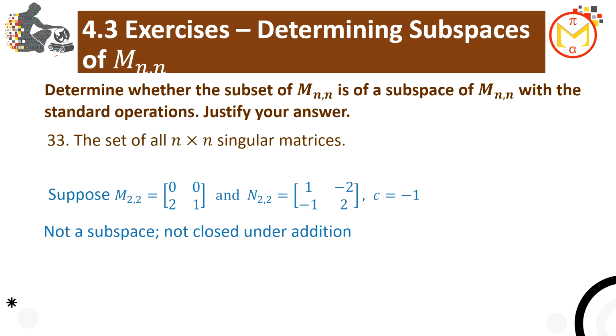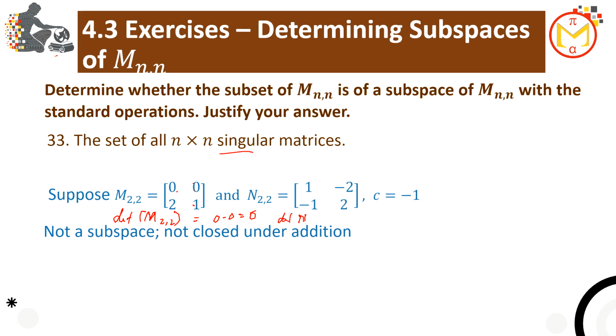Next one is the set of all n by n singular matrices. When you say singular again, the determinant is 0. So the determinant of m 2 by 2 here is 0 minus 0, equal to 0. So it is a singular matrix. What about this one?